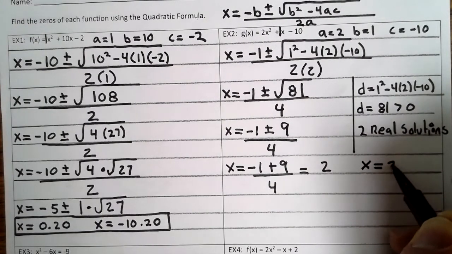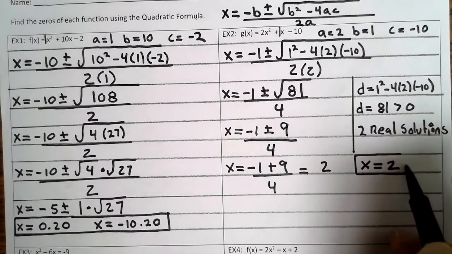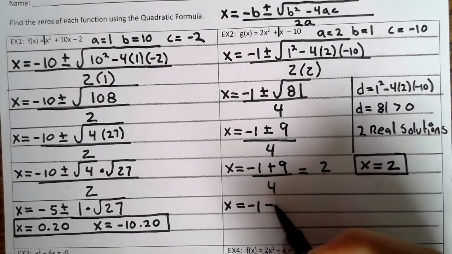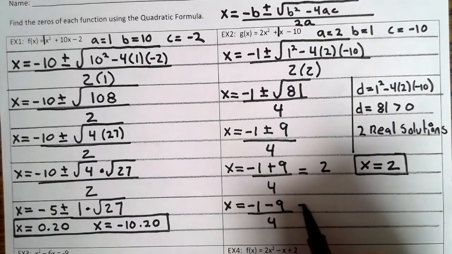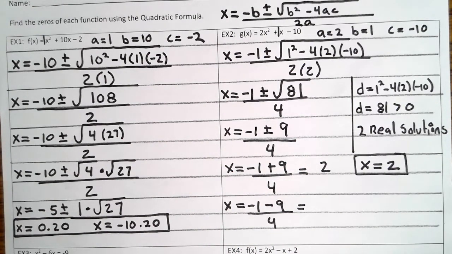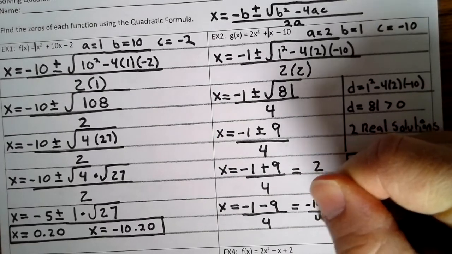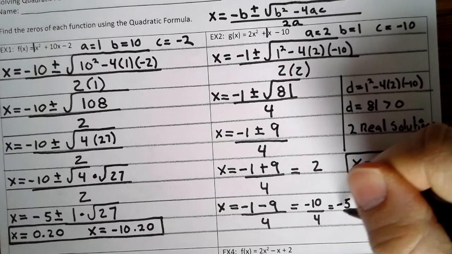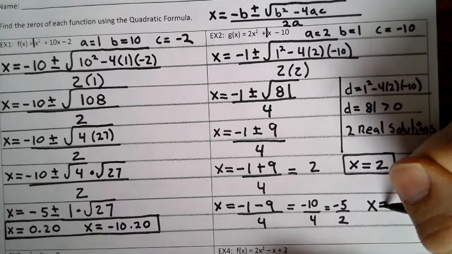Now we have x equals -1 minus 9 divided by 4, which is -10 divided by 4, which reduces to -5 divided by 2. So x equals -5 divided by 2.